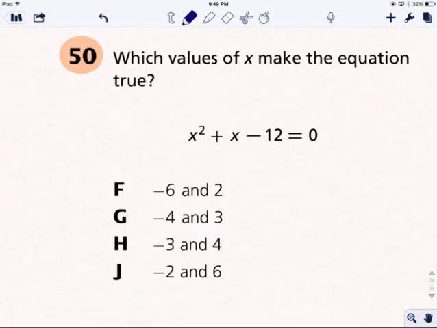We want to know which of these pairs of values will make this quadratic equation true. So one thing you could do is simply work backwards and plug in -6 for x and see if it makes this equation true. And then do the same thing with 2. So let me show you how that would work.